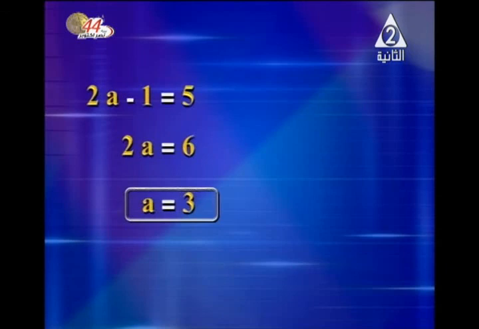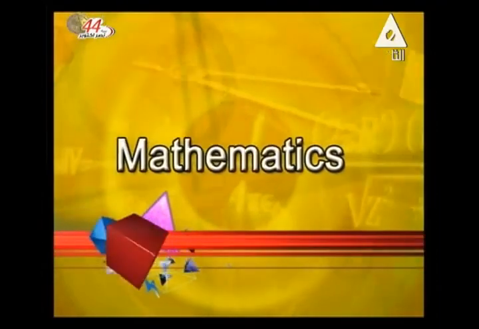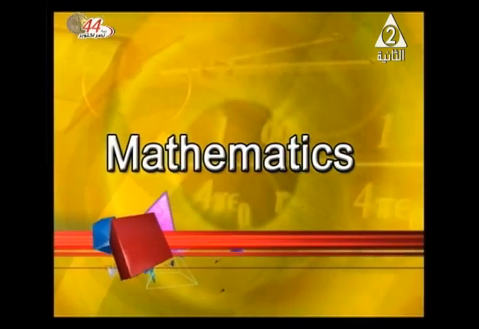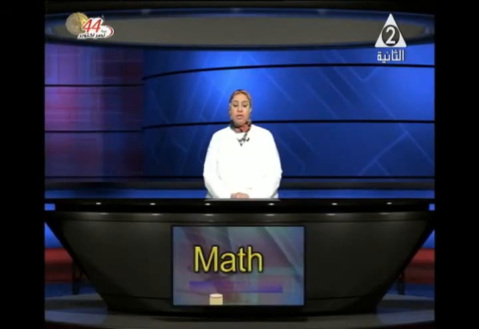And in another way, you can find that 2a minus 1 equals negative 5. So 2a equals negative 4. By dividing both sides by 2, you are going to find that a will be negative 2. Now, by the end of this example, we reached the end of our lesson today.